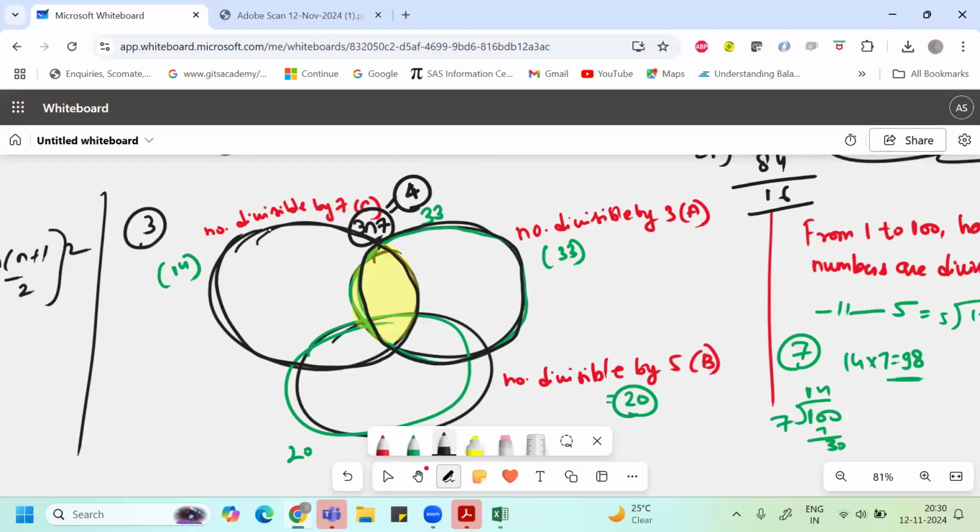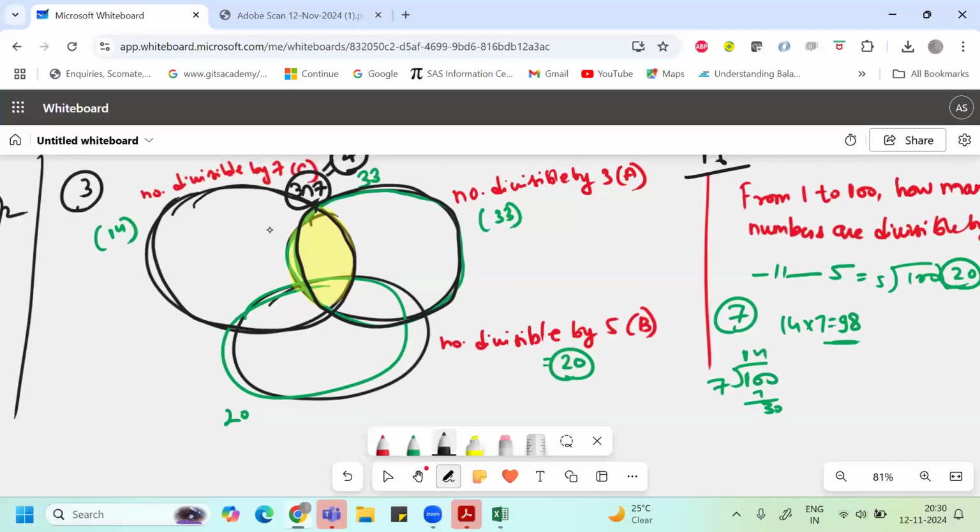Is this part clear? The same way I can do for 3 and 5. How many numbers would be divisible by 3 and 5? So find the LCM of 3 and 5. LCM of 3 and 5 is what? 15. Okay, then divide 100 by 15. If you do 100 by 15, you'll get 6. So the total number which are divisible by 3 and 5, the answer would be 6.